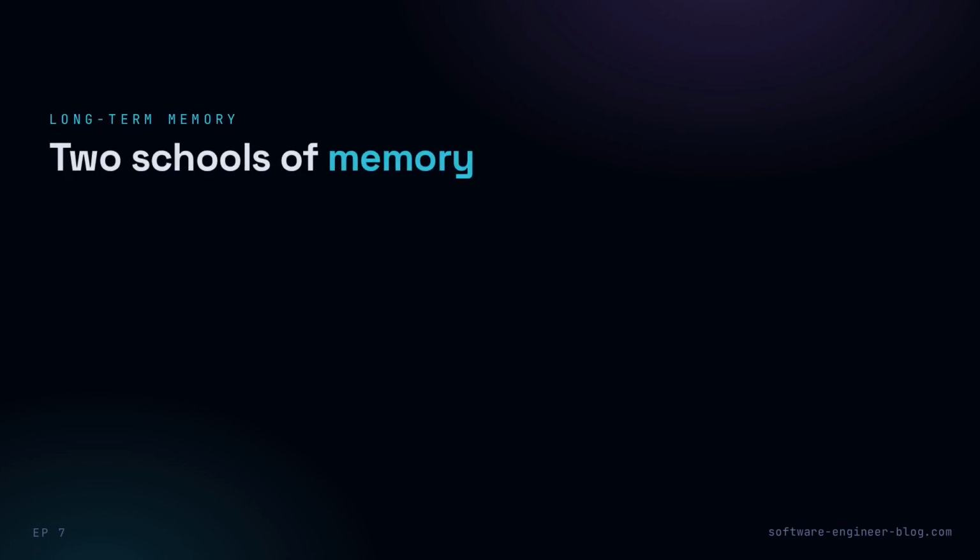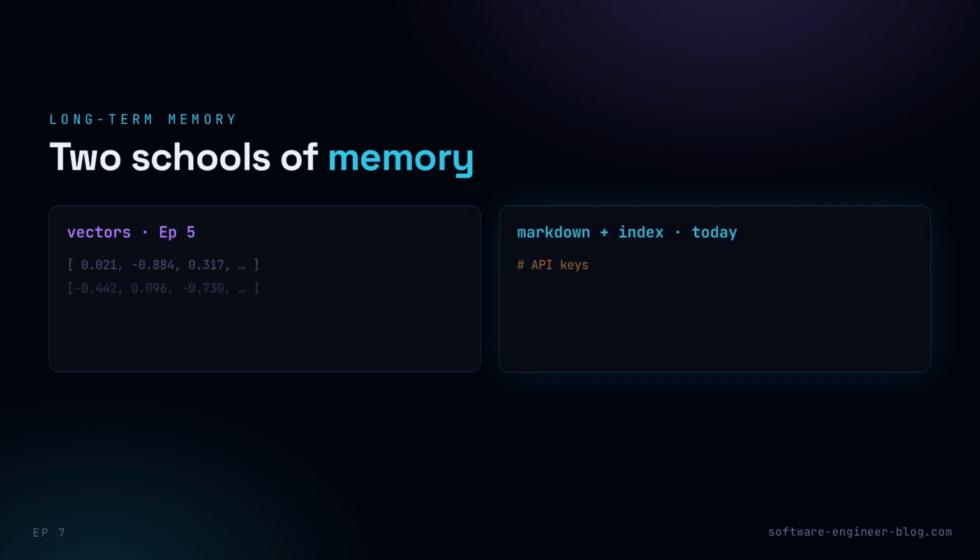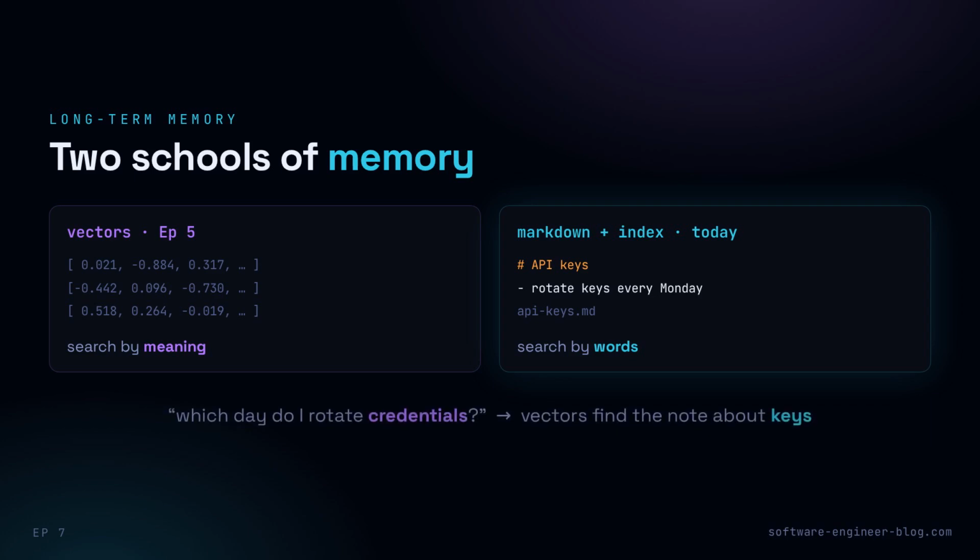There are two schools of long-term memory, and it is worth being precise about the difference. The first is what we built in Episode 5: embed every fact into a vector and search by meaning. So a question about credentials can find a note about keys, even with no words in common. The second is what we build today: write the fact into a Markdown file, keep an index, and search the text by keyword. One retrieves by meaning, the other retrieves by words.